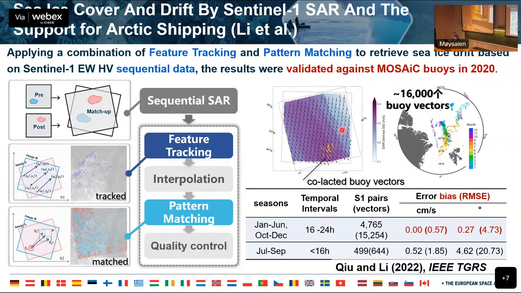And then this drift product is validated against buoys, in that case mosaic buoys from the mosaic expedition, and you can see collocation of drift vectors derived from SAR images and from the drifters, mosaic drifters. And the errors are quite low, with just a few centimeters, and the errors are higher for summer, and that's typical for other applications as well.